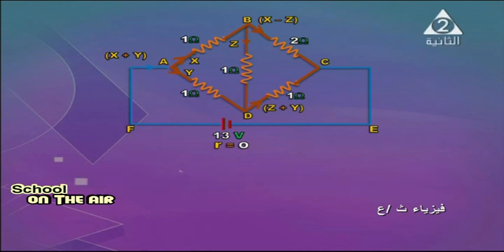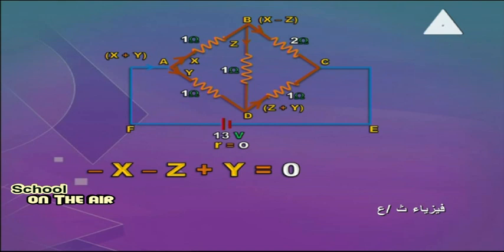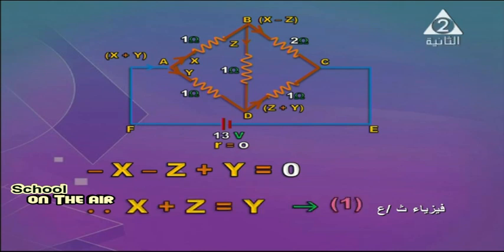So what about the signs? Negative X, current equals X, and the value of the resistor is 1, so 1 times X is X. As we go through the resistance, a drop in voltage occurs. So minus X, minus 1 times Z, and plus Y. This is the equation, and we can rearrange it: X plus Z equals Y. This is the first equation.